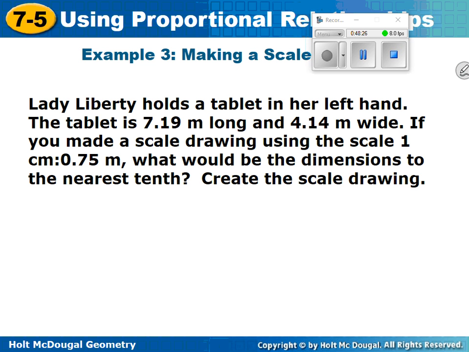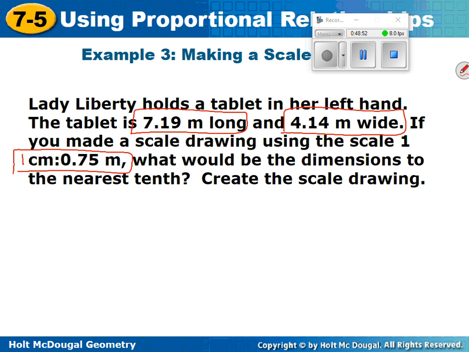Look up here. It says Lady Liberty holds a tablet in her left hand. The tablet is 7.19 meters long, 4.14 meters wide. If you made a scale drawing using the scale of 1 centimeter to 0.75 meters, what would the dimensions be to the nearest tenth? And then create that scale drawing.